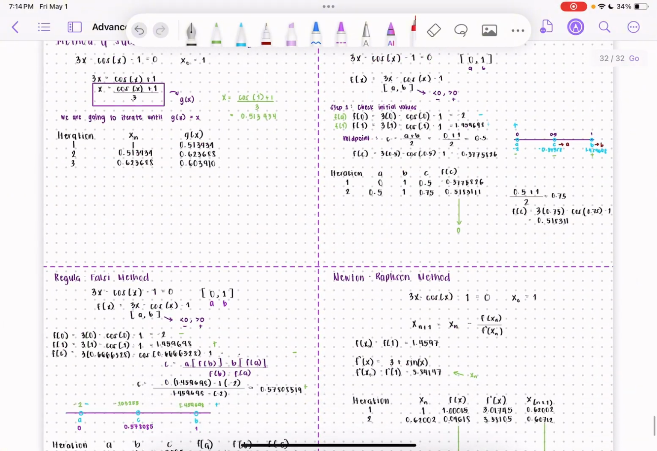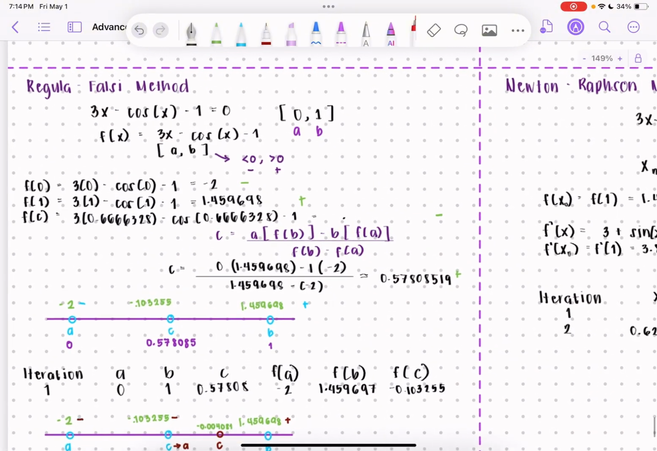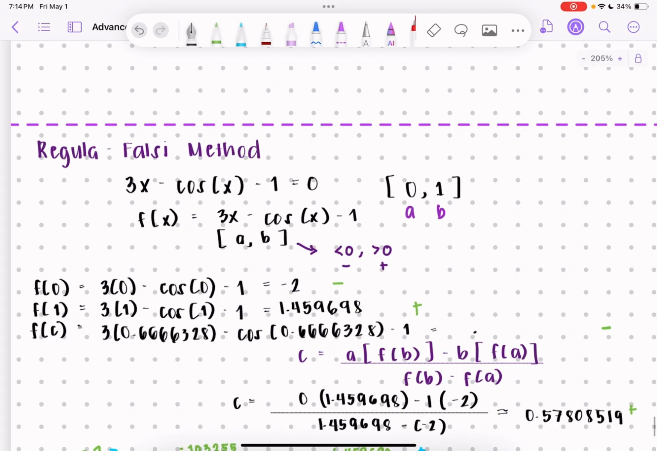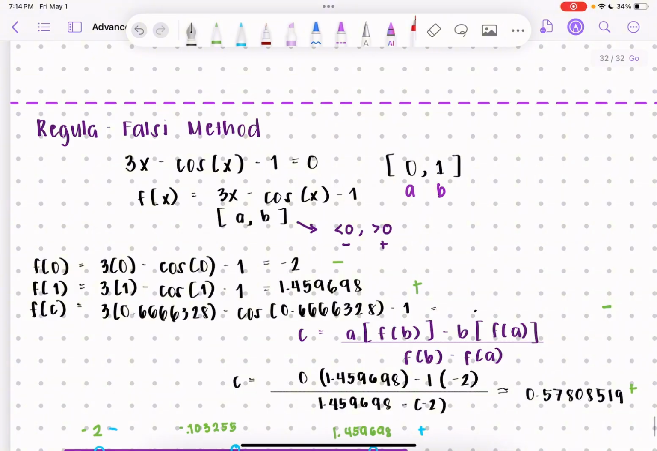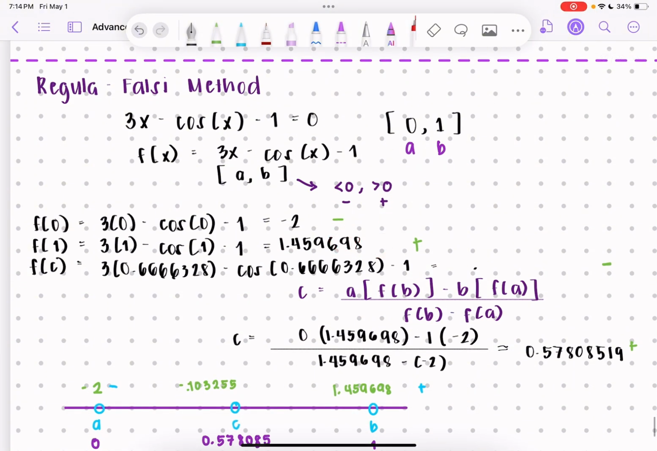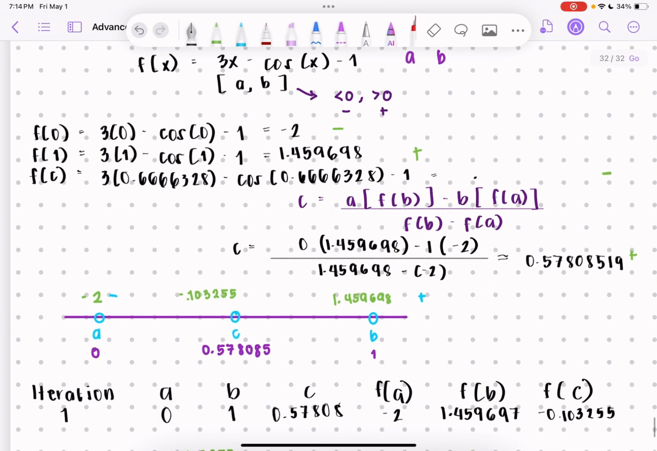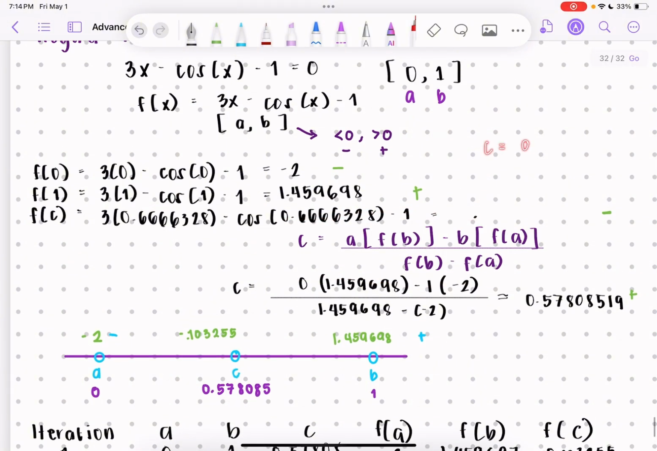Now, for the next method, we have the regula falsi method. For this method, it is very similar to the bisection method. As you can see right here, we have our A and B, which should also be opposite in signs. However, they are different because the value of C is not the same. For the bisection method, C is equal to A plus B divided by 2, which is their midpoint. However, for this method, you're going to solve for C using this formula right here.